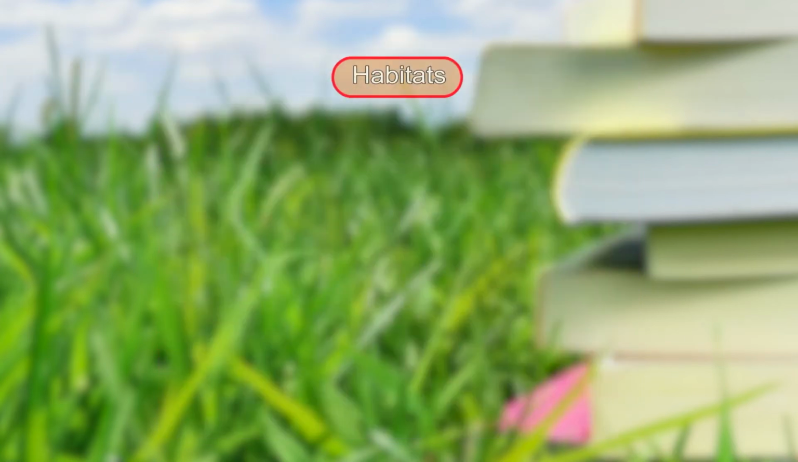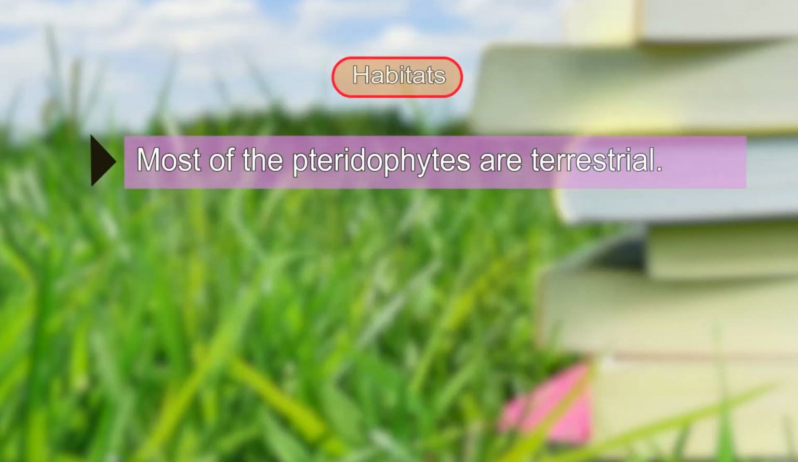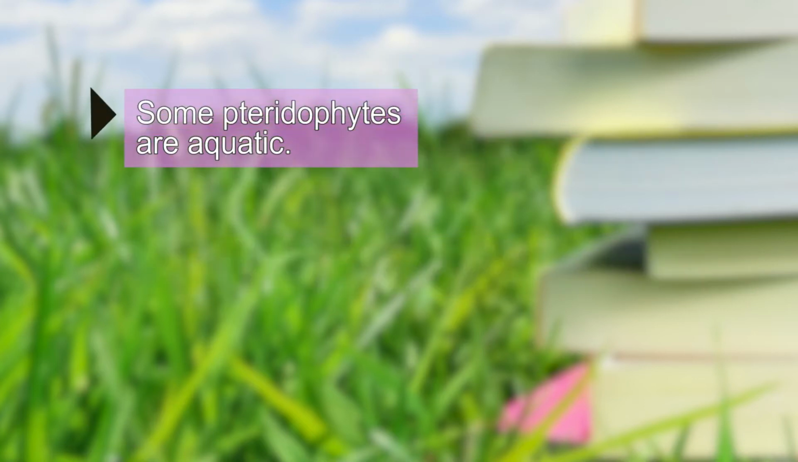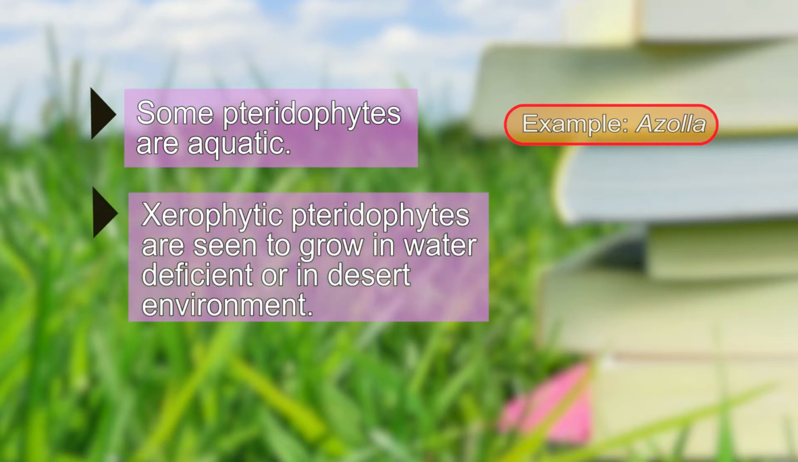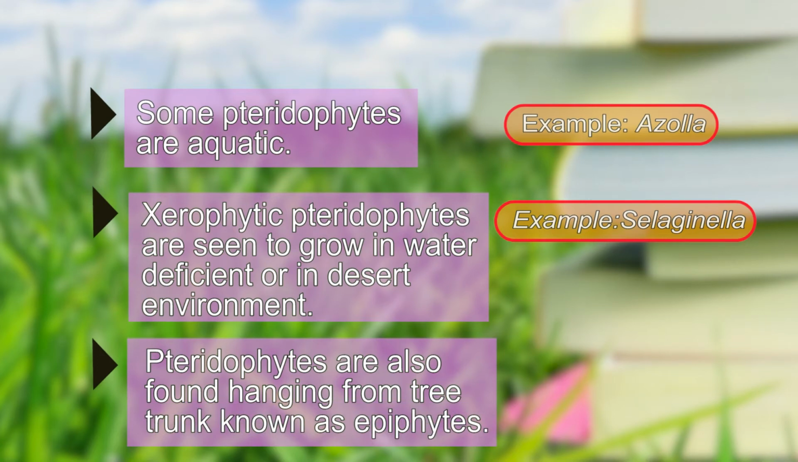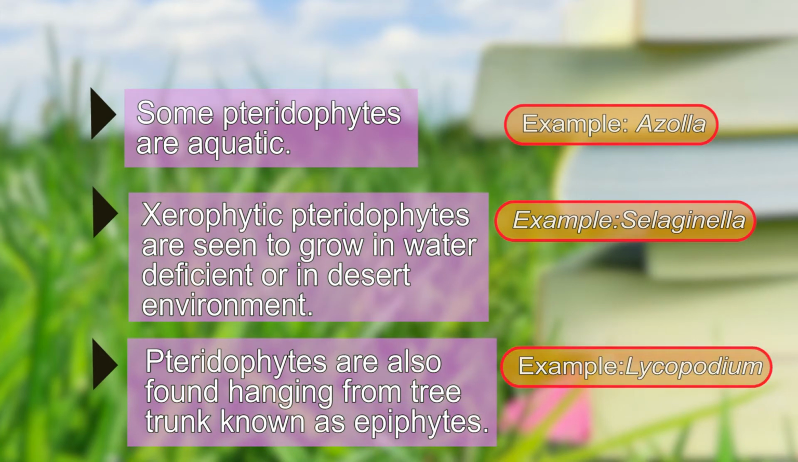Coming to their habitat, the pteridophytes are usually terrestrial. They prefer to grow in moist, shady and cool places. Some of the pteridophytes are aquatic, for example Azolla. Some are even found in desert conditions, that is in water-stressed condition, for example Selaginella, and some are found as epiphytes growing on tree trunks, for example Lycopodium.